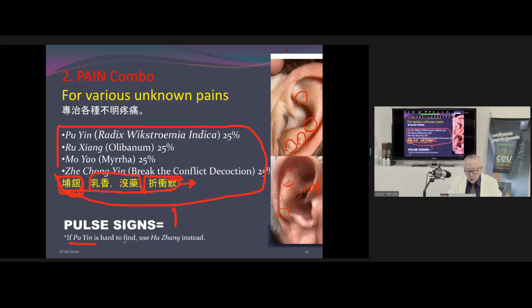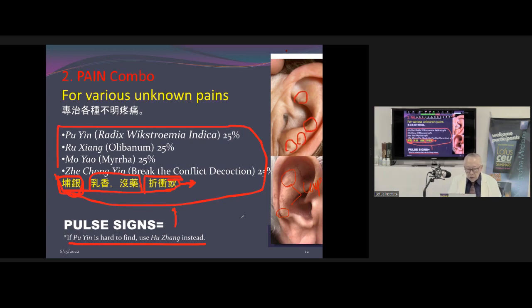If Pu Yin is hard to find, use Hu Zhang. Hu Zhang is good too. Hu Zhang actually is very wide spectrum. It can clear the old dead blood. It can cure the new injury. It works like some kind of astringent herb, and is good for cough, for the respiratory system, for all kinds of acute injury and pain, headaches, even for high blood pressure. It's very useful. You can just simply use it.